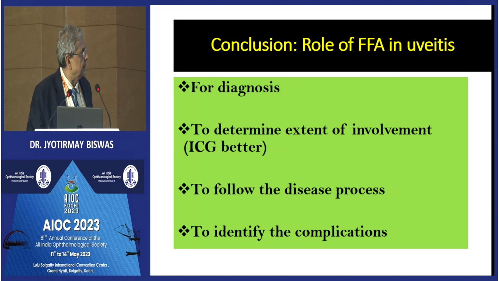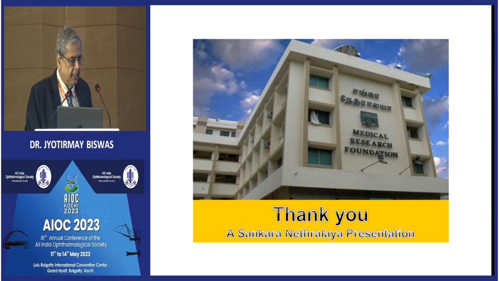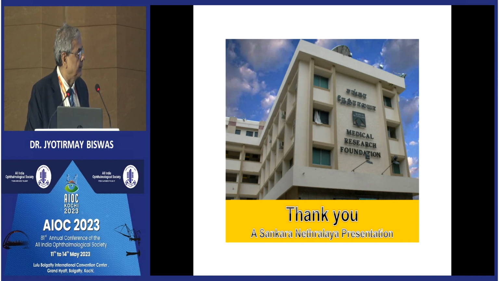In summary, for diagnosis of conditions like MEWDS and APMPPE, we can use FFA. To determine the extent of choroidal involvement, ICG is better, but fluorescein can show the lesion. It helps to follow the disease process and to identify complications like CNVM as well as cystoid macular edema. This is, in short, the FFA indications and its relative position now in our armamentarium. Thank you very much.